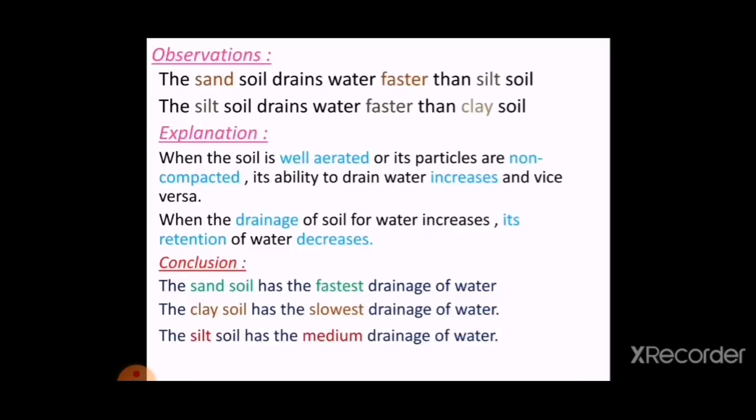What can you observe? The sand soil drains water faster than silt soil, and the silt soil drains water faster than clay soil. Again, the sand soil drains water faster than silt, or silt soil retains more water than sand soil. The silt soil drains water faster than clay soil, or clay soil retains more water than silt soil.